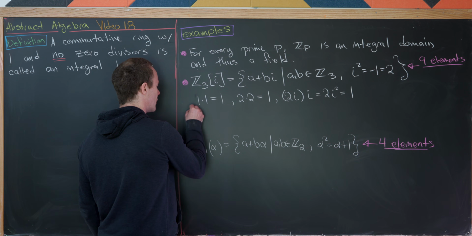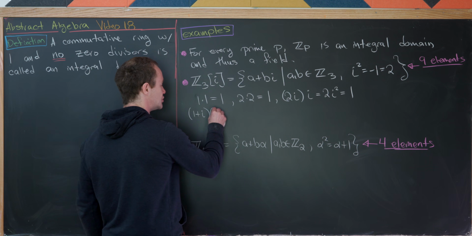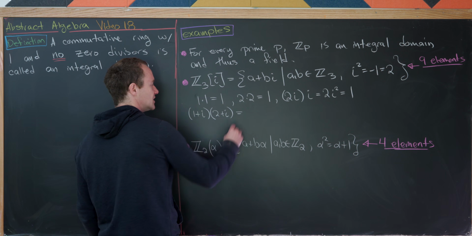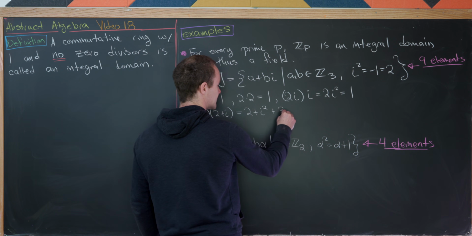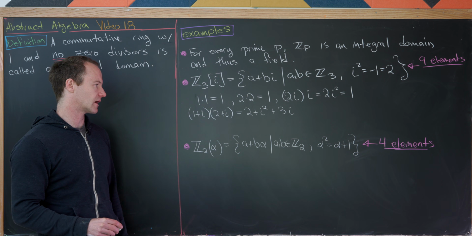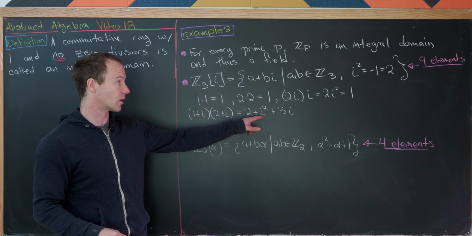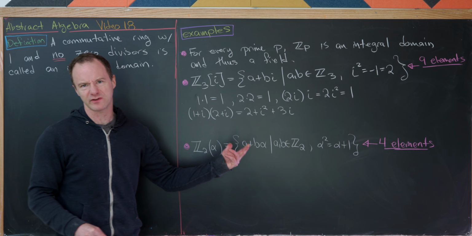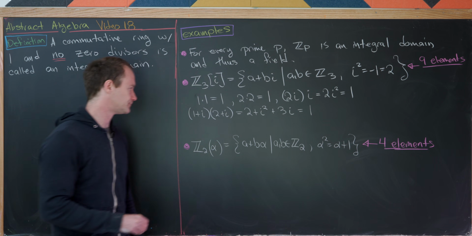And then we need a couple more. If you take 1 plus i and multiply it by 2 plus i, and we FOIL that out, what are we going to get? We'll get 2 plus i squared, and then plus 3 times i. But i squared is equal to 2, so we have 2 plus 2, which is 4, but 4 is 1 within Z3. And then you've got 3i, but 3 is 0 within Z3, so this turns into 1.